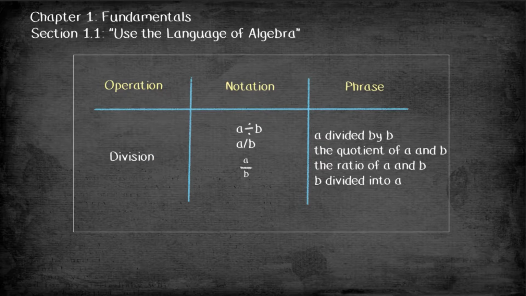For division, we have A divided by B, or the quotient of A and B, or the ratio of A and B, or B divided into A. And there's basically three ways we're going to be writing it in this class. The first one with the division symbol, or A/B, or what you'll most likely see a lot of is as a fraction.